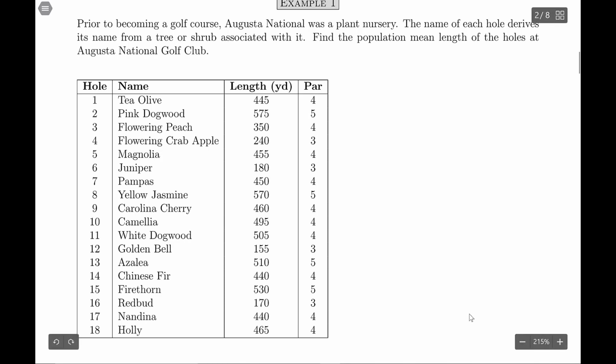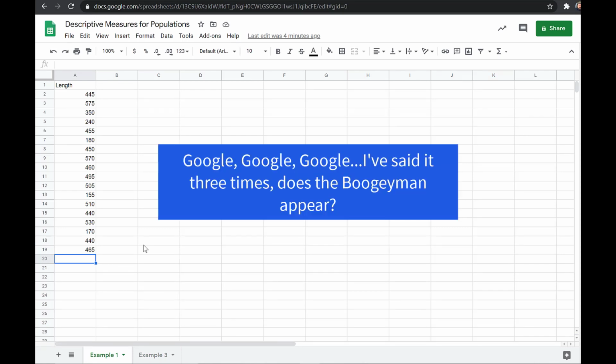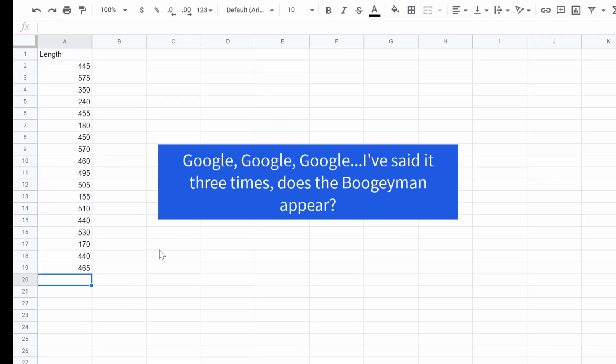So to find the mean of that population, we'll just go over here to Google Sheets. I get tired of saying Google Sheets a lot. It's getting aggravating. Teaching has become weird.